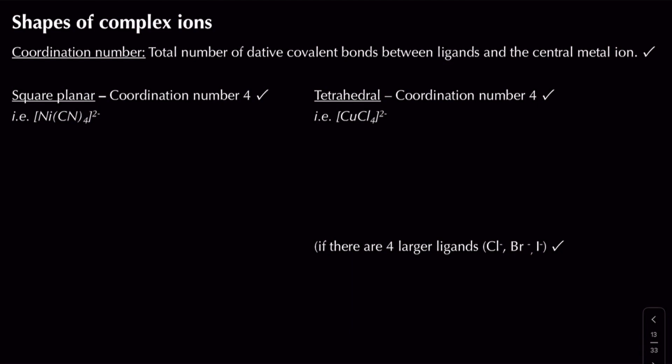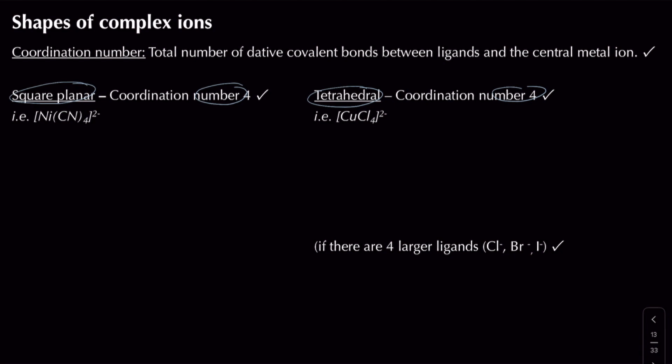What about if we were to have a coordination number of 4? Well, we can end up with 2 shapes in this case. One of them is going to be square planar, one of them is going to be tetrahedral. Now, in every case, if we were to have a coordination number of 4, our shape itself of our complex is going to be, of course, square planar.